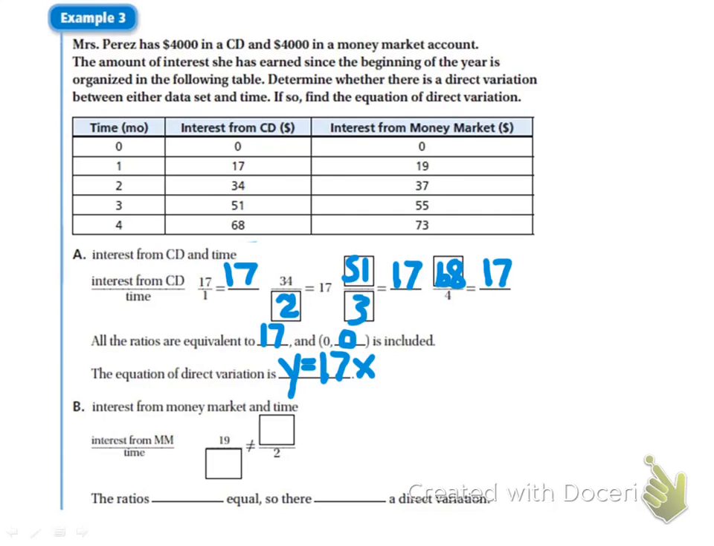Letter B, interest from the money market and time. So we're going to do the same, but with money market and time. So when it's 19, I know that my time is 1. When it's 2 months, my money market is 37. Looking at these ratios, we know that they are not equal. So there is not direct variation.